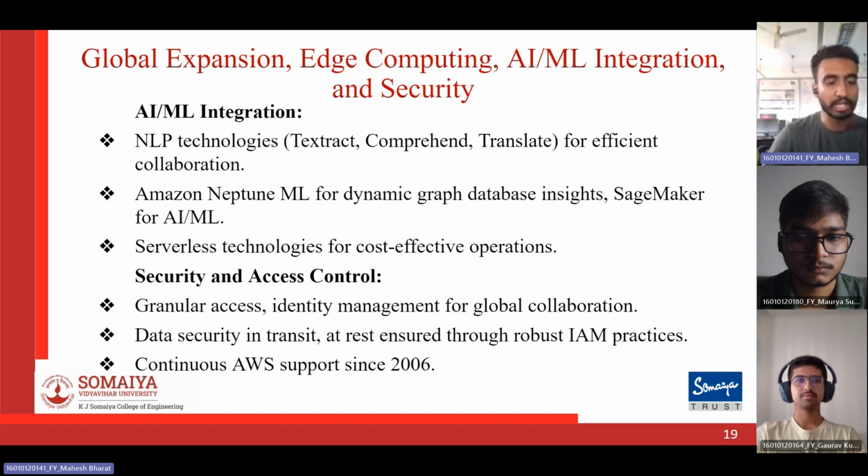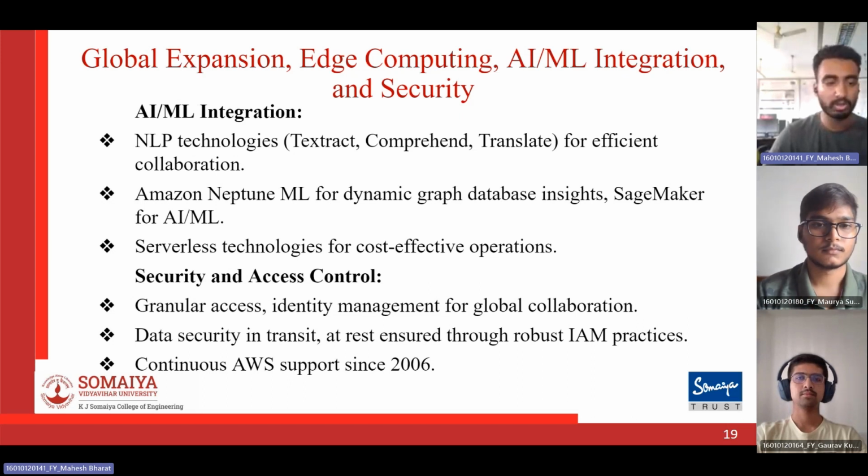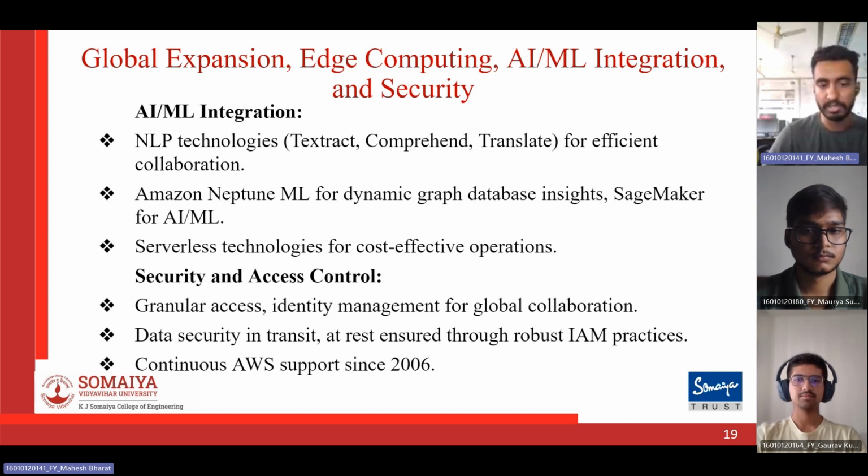Then we talk about granular access, identity management, and security, where AWS ensures secure international multi-supplier collaboration through granular access control. Robust identity and access management, or IAM, practices guarantee data security both in transit and at rest. AWS has been providing continuous support and expertise in the field of MBSE since 2006.